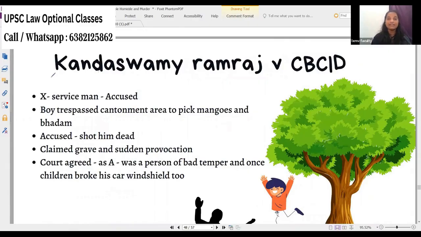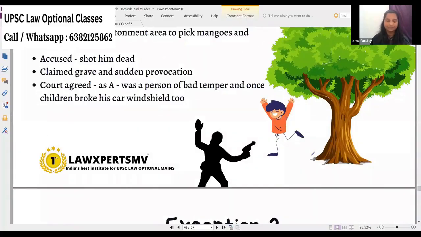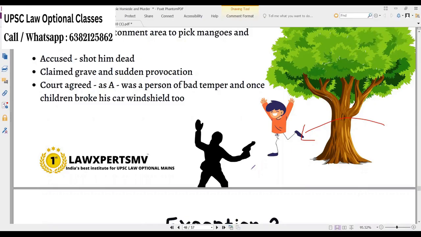Then we have another case, Kandasamy Ramraj versus CBI. What happened here? There was an ex-serviceman, an army man, a retired person. One fine day, a few small kids from the slums jumped inside the cantonment area to pick some mangoes and badam fruits. He got infuriated by this and shot a small boy who was below 15 years, I guess below 10 years, something like that. And the boy was dead. Now he is claiming grave and sudden provocation. Can he be given the benefit of this exception? No, ma'am.